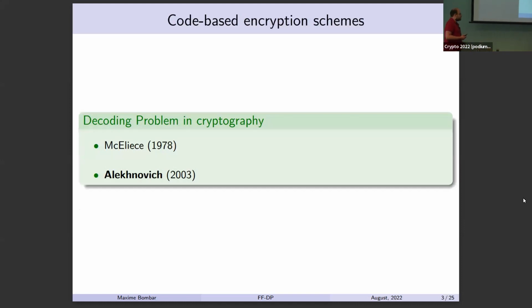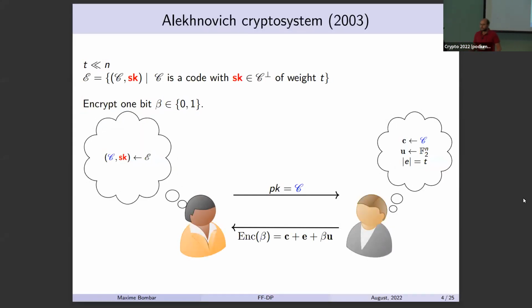But in order to motivate this work, I will first begin by presenting the Alekhnovich cryptosystem, which dates back to 2003, and which is one of the two main paradigms to build encryption on codes and on the decoding problem, and for which such decision reductions are very important to assess the security. The idea is that Alice chooses a completely random code for which she knows a short codeword in the dual, generated by SK.